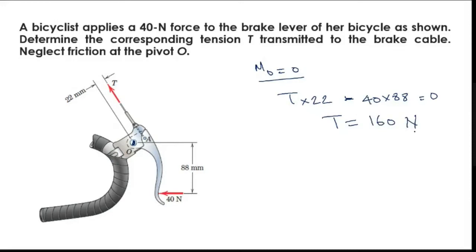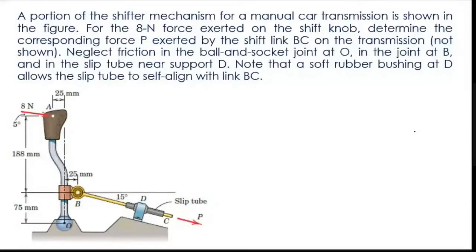Right? It is 160 Newton. That is my tension T. So this is like a brake handle, which you can see in cars, something like winch brakes. You have a force of 8 Newton acting on the lever, and let me consider an angle of 5 degrees, and you have a tensile force acting here.